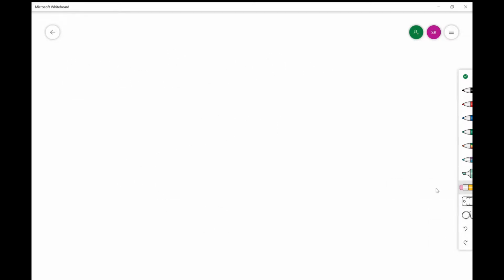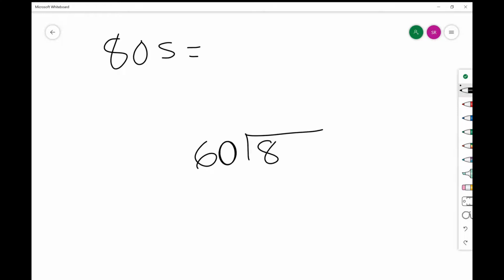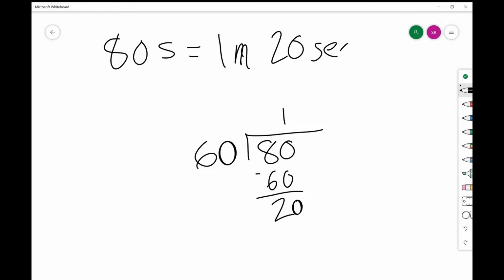So now we'll have to do the same thing. So first we'll have 80 seconds. And we want to figure out how many minutes and seconds there are. So again, we'll do the same thing. We'll do 80 divided by 60. 60 goes into 80 one time. And when we subtract, we get a remainder of 20. So we know that 80 seconds is equal to 1 minute and 20 seconds.